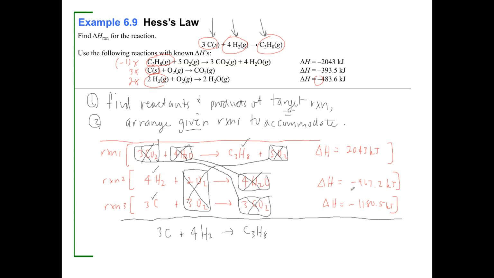So all I've got to do now is just add these. That's what I'm going to do. It's 2043 minus 967.2 minus 1180.5, and that gives me minus 104.7 kilojoules. I love it.